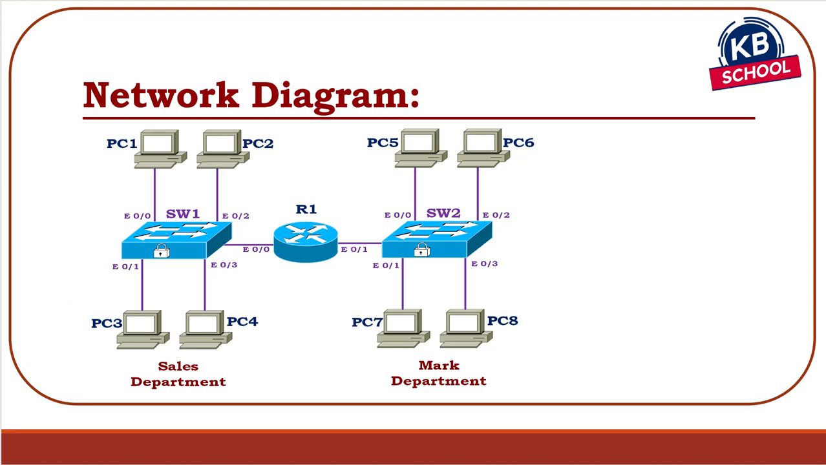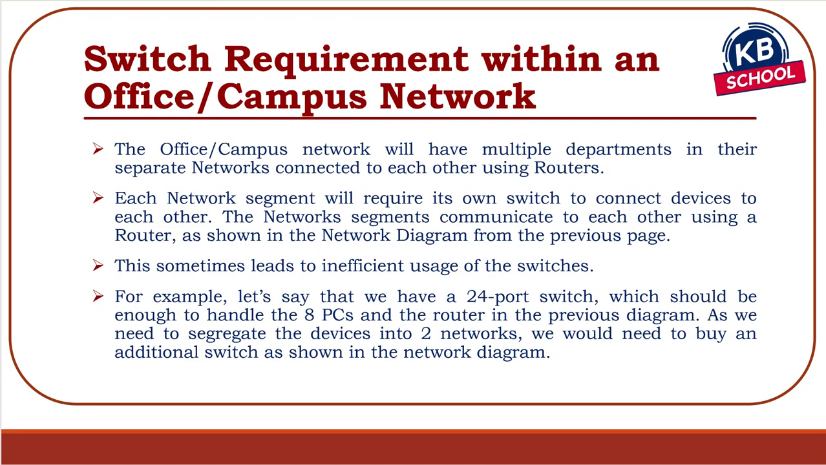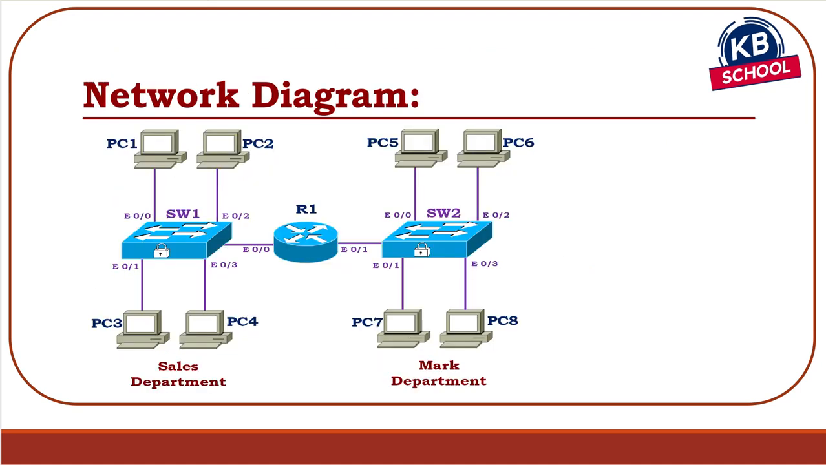Okay, we'll get into that, but before we get into the VLAN concept, let me explain this to you over here. The office campus network will have multiple departments in their separate networks connected to each other using the router. So you're going to have 192.168.1.0 connect to 192.168.2.0 using routers. Each one of those networks will have its own switch, which allows the devices on the same network to talk to each other. Each network segment will require its own switch to connect devices to each other on the same segment, and the network segments will connect to each other using a router, as we saw in this diagram over here.